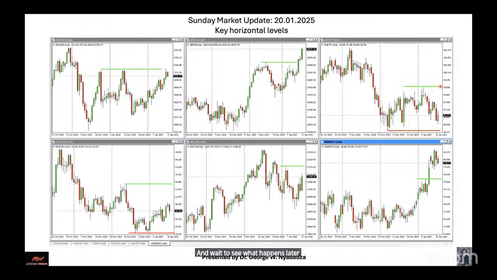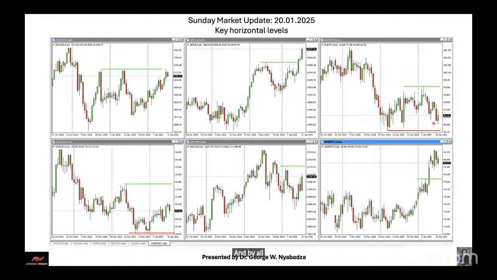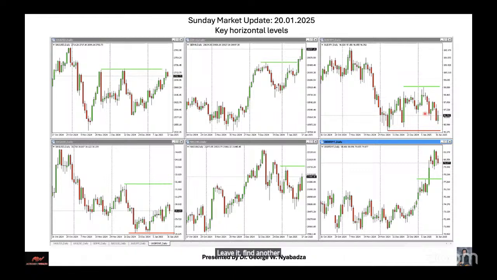Or wait until you get to the top of the trading range, see if there's a breakout, pullback and buy, or get a high test. In a trading range, you've got to be buying low and waiting to sell high. If you're in the middle, there's nothing to do. Leave it, find another market to trade. For me, if this was on the 5 minute, I'd just be waiting to see what happens.